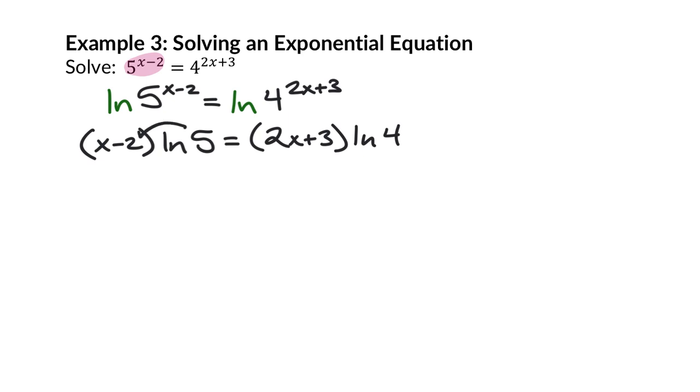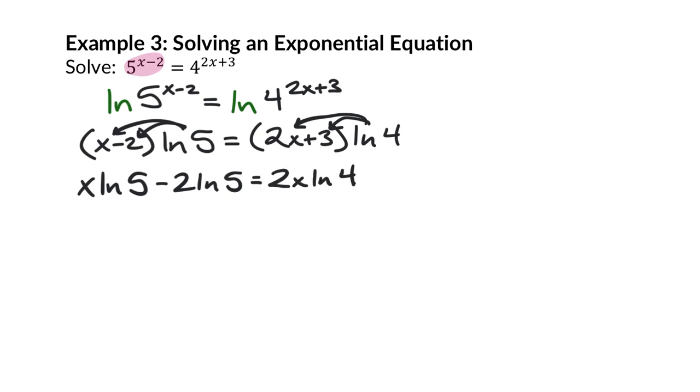Not yet. We're going to have to distribute, and we're going to have to do that on both sides. So it becomes x times the natural log of 5 minus 2 times the natural log of 5 equal to 2x times the natural log of 4 plus 3 times the natural log of 4. Whoa, I just distributed a whole bunch of things.